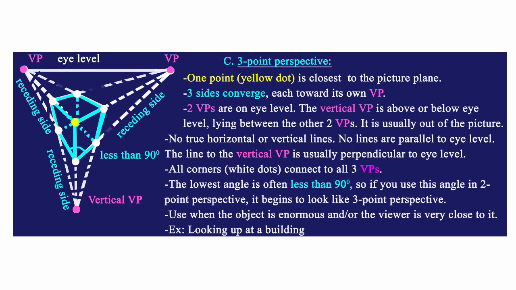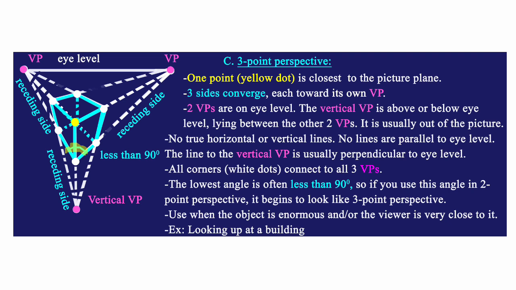In three-point perspective, the box is stretched in three directions. And what's notable is this lowest angle here is often less than 90 degrees. So if you use this angle in two-point perspective, then it begins to look like three-point perspective.